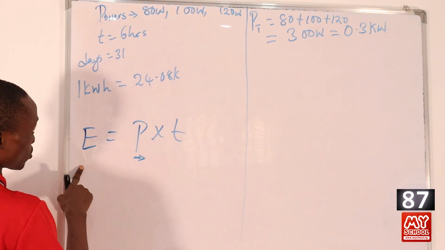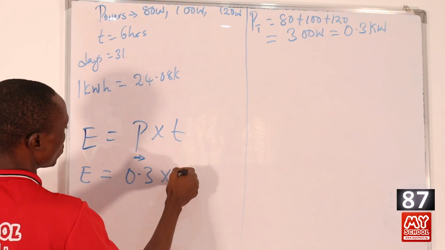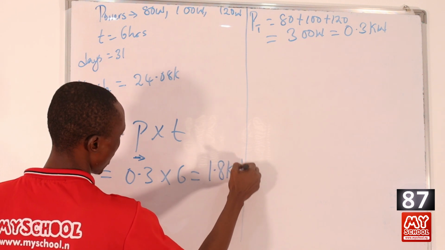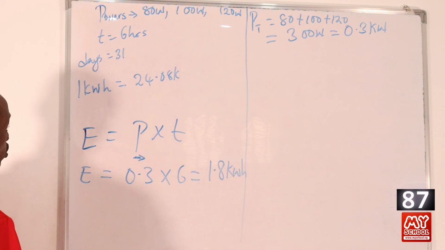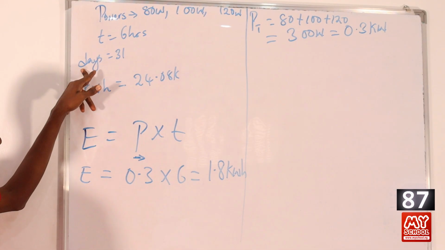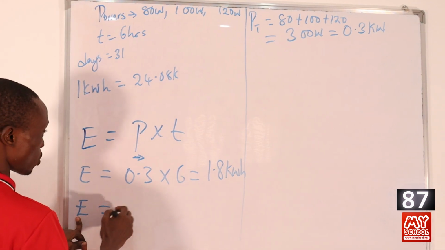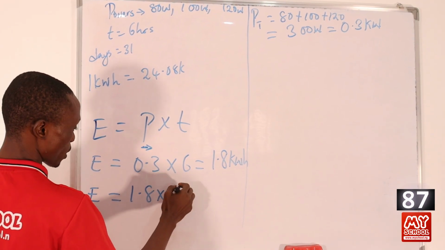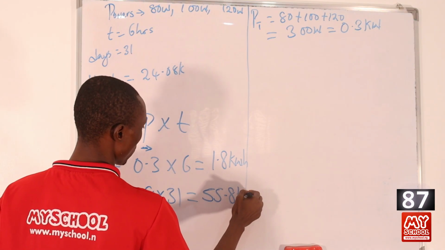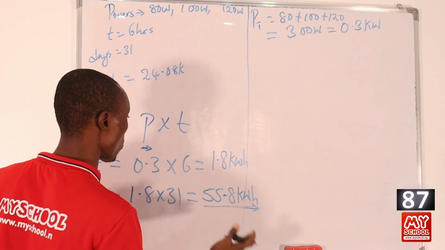Now let's get the energy consumption. E in this case will be equal to 0.3 times T, which is times 6, and this will be equal to 1.8 kilowatt hour. In this question we are told that the energy consumption is for 31 days. So the amount of energy consumed in 31 days will be equal to 1.8 times 31, and this will be equal to 55.8 kilowatt hour. This is the amount of energy consumed for 31 days, which is approximately 1 month.